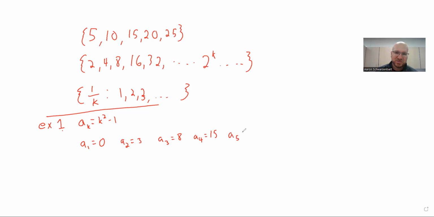Fifth term is 25 minus 1 is 24. Sixth term is 36 minus 1 is 35. It also asks me for the 100th term. The 100th term, 100 squared is one with 4 zeros, so I'm going to double the zeros. So 10,000 minus 1 is 9,999. So that is an explicit definition, meaning I just plug in the term. A recursive definition uses the previous term.